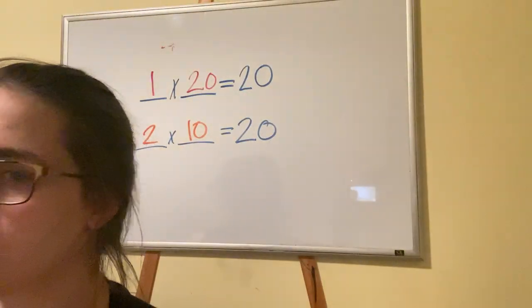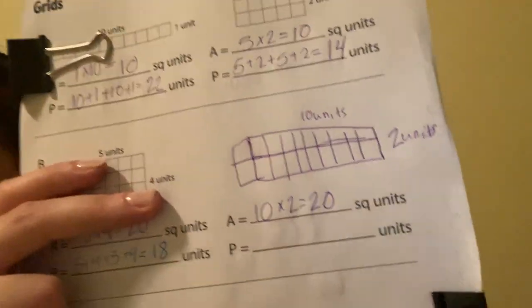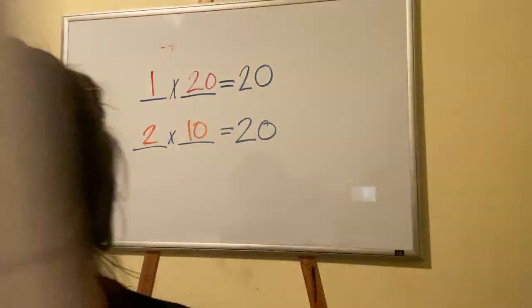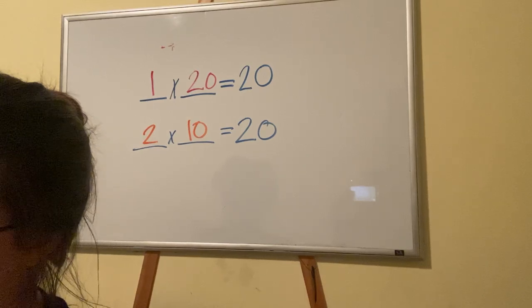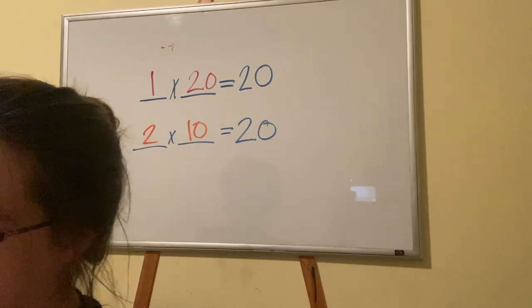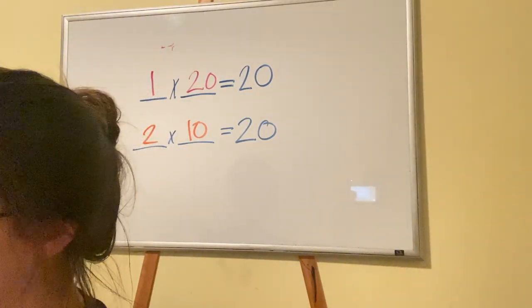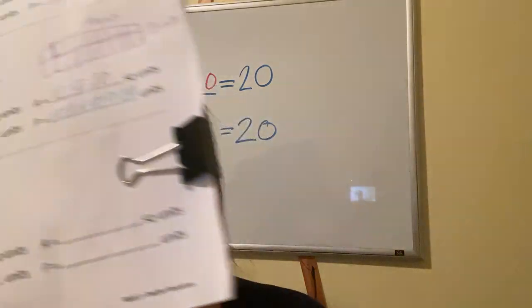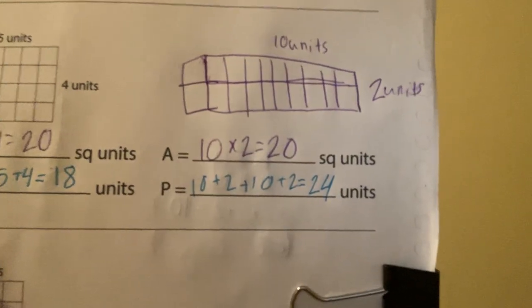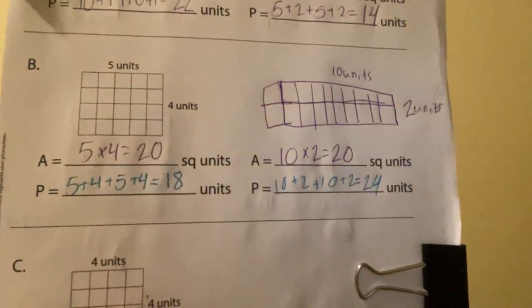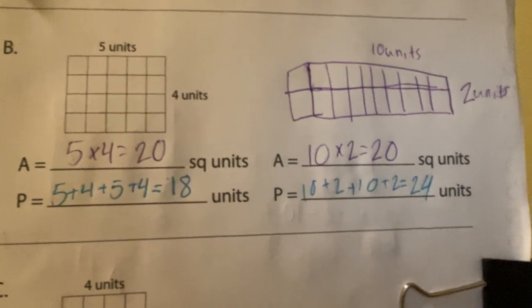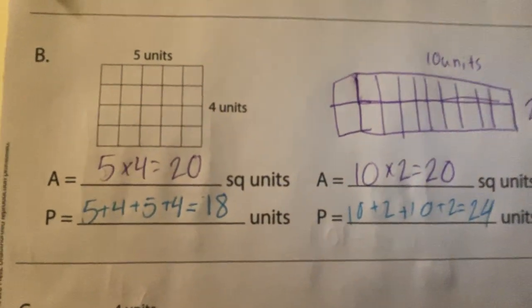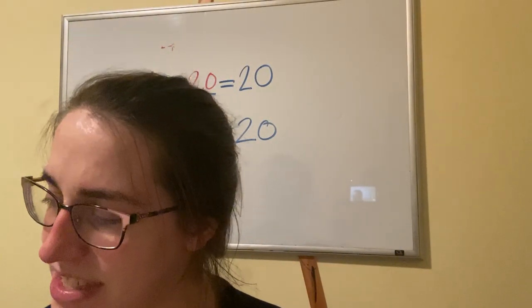But if I find my perimeter, my equation will be 10 plus 2 plus 10 plus 2. 10 and 10 is 20. 2 and 2 is 4. 20 and 4 together is 24. If you did the 1 times 20, I think your perimeter will also be different. Yes, it will be actually. So look, two different shapes with the same area on the inside, but the measurement of the outside sides is different. It is different.